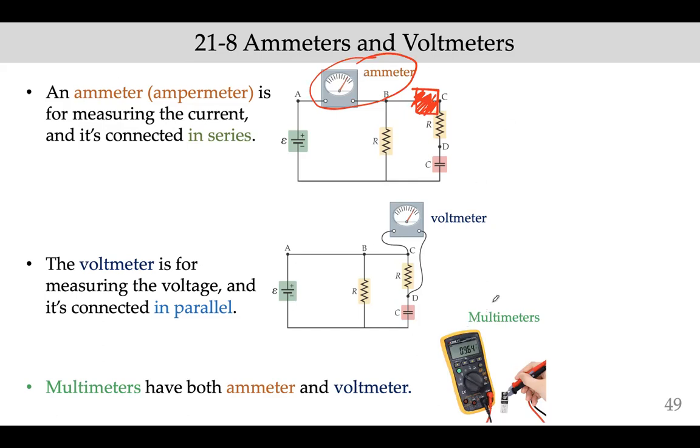And there's also this device called a multimeter. The modern multimeters have both ammeter and voltmeter. So if you have one of these, you can change this knob to use it as an ammeter or voltmeter. So you can measure both the voltage or the ampere, the current. But as I mentioned here, if you want to measure the current, you have to connect it in series. If you want to measure the voltage, you have to connect it to the circuit in parallel.